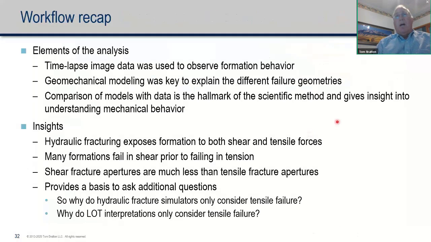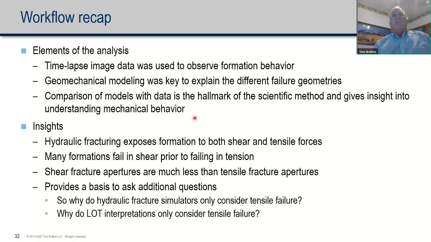So in recap, there's a couple of things I'd like to mention. I think time-lapse image data was used here to really observe what happens to a formation when you pressurize the wellbore. We use geomechanical modeling as a key to explain the different failure geometries, and a comparison of the model with data. This is the hallmark of the scientific method and gives insight into understanding the mechanical behavior.